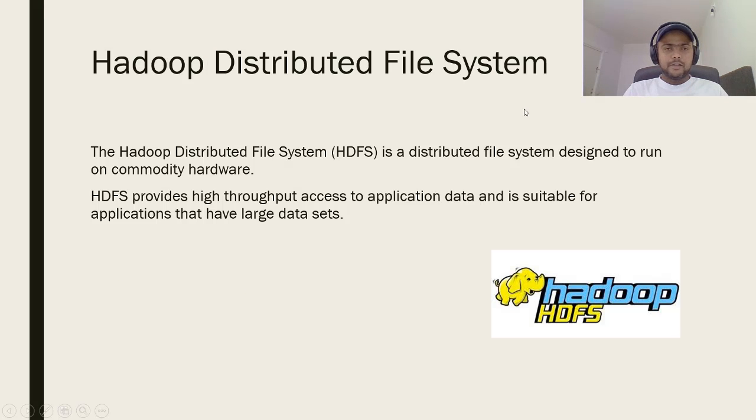I think we have already seen this definition multiple times, so I will just quickly walk through it. The Hadoop distributed file system is a distributed system designed to run on very simple, vanilla, cheap commodity hardware. It provides high throughput access to application data, and it's quite suitable when you're dealing with big data or applications with large data sets.